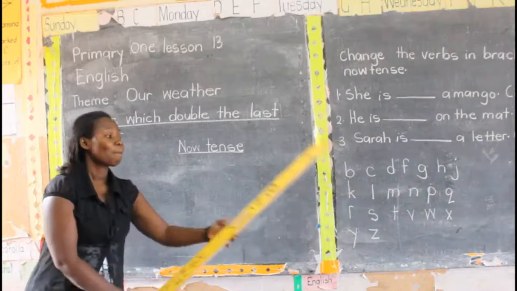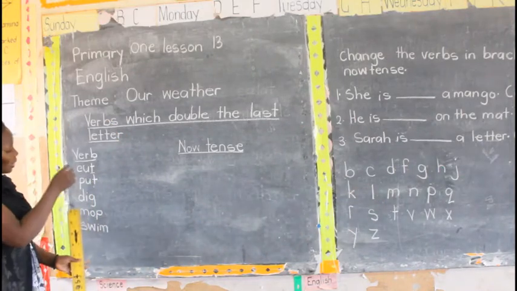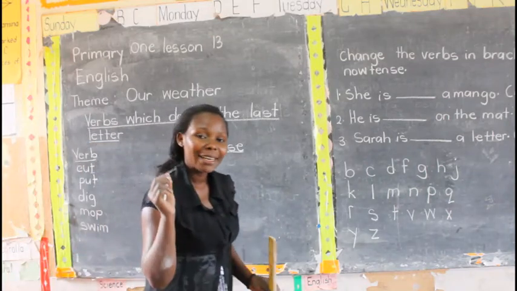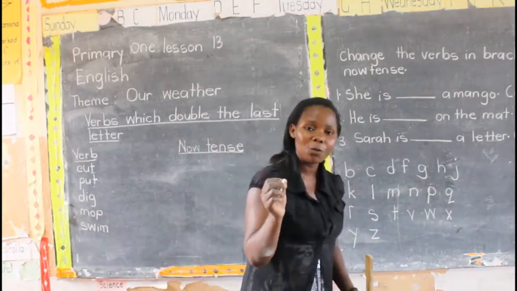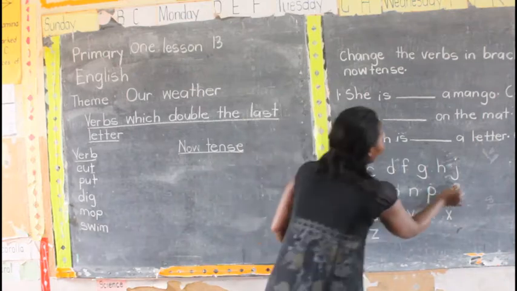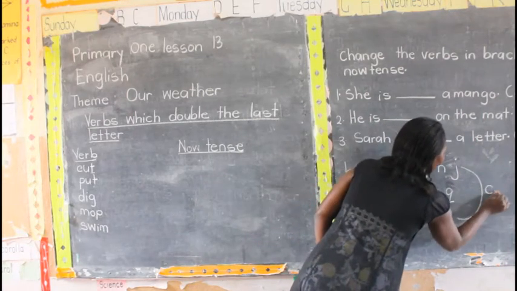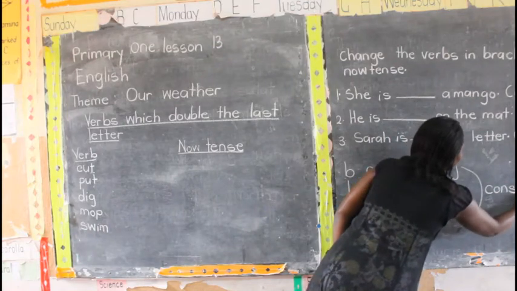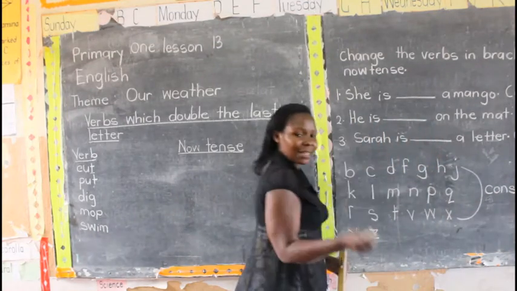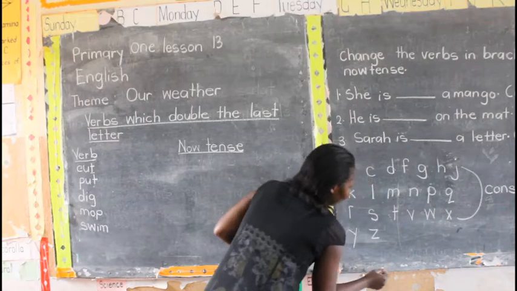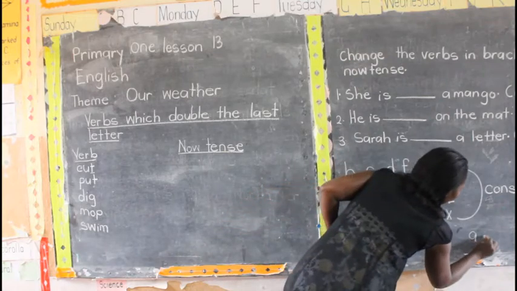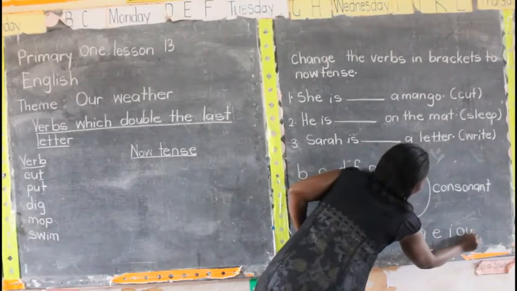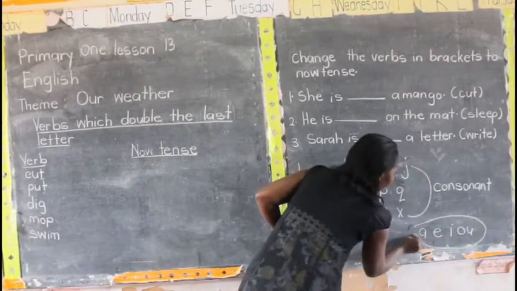yes? But that last consonant letter is near a vowel letter. Children, again, don't get confused. These are called consonants. These ones are consonants. Now, let's see the vowels are here down. The vowels are A, E, I, O, U. These ones are called the vowels.